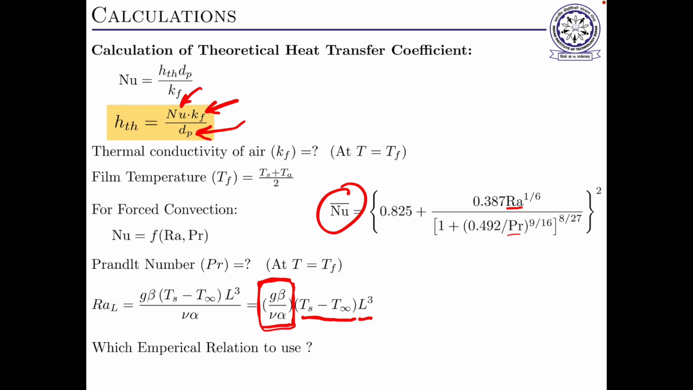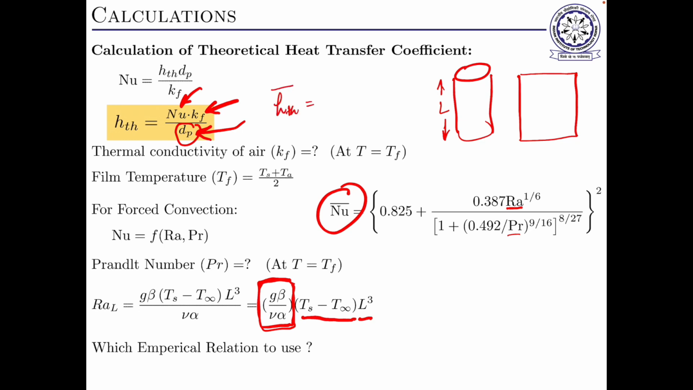One small correction here. For the Nusselt number for free convection, we will not use this diameter, because when you open this as a sheet, the height of the system is the characteristic dimension. So instead the theoretical heat transfer coefficient will be Nusselt number times thermal conductivity of fluid divided by this length L.